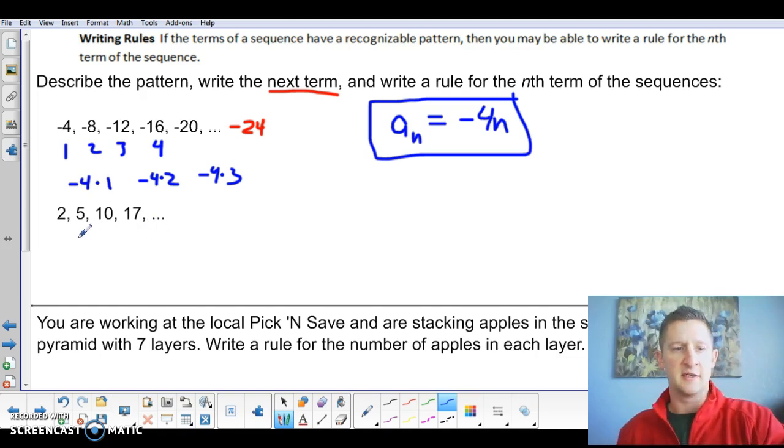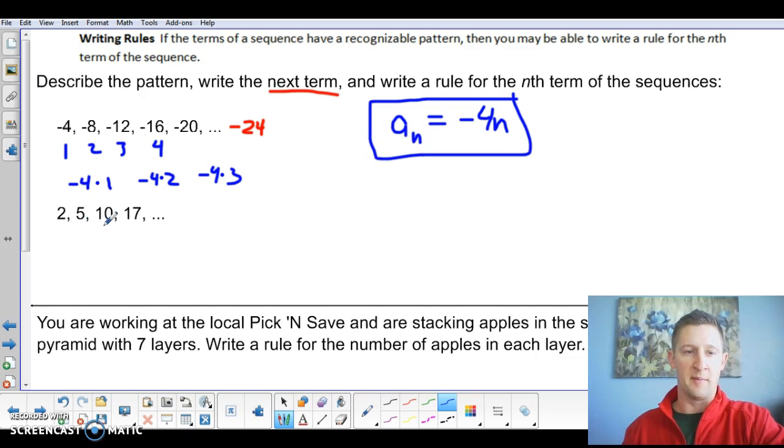The next one: 2, 5, 10, 17. Oh boy. This one is kind of tricky. Looks like I'm going up by 3, and then I'm going up by 5, then I'm going up by 7. By that logic, I would guess that I'm probably going to go up by 9 to get to the next term. Well, 17 plus 9 would be 26. So I'll put a 26 here. I'm pretty confident that that's the next term. But I'm not quite sure how to write that as a rule.